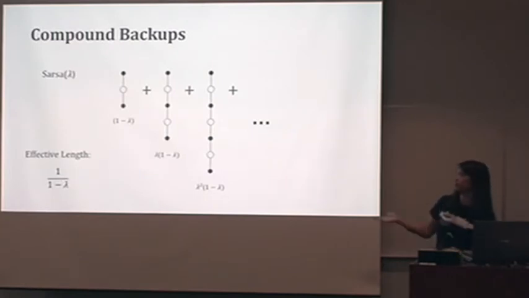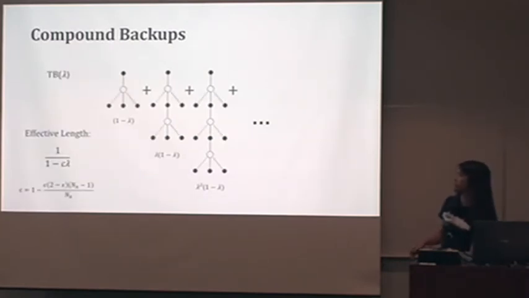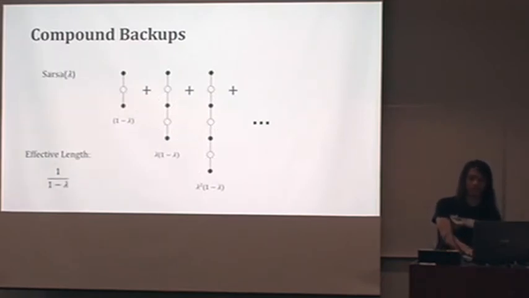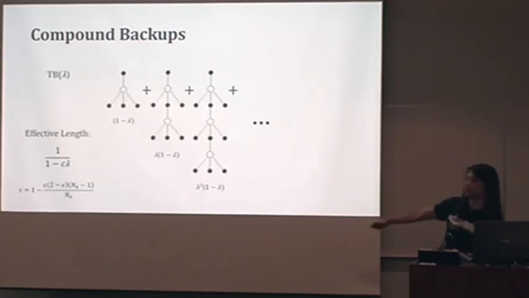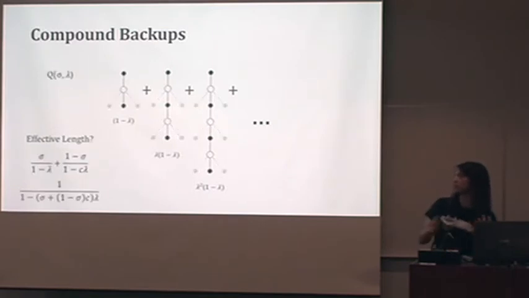Yeah, so going back to compound backups, this is SARSA lambda, and you've got tree backup lambda, which is sort of taking a compound backup, both compound backups in a different direction. And this has an effective length of 1 over (1 minus c lambda), where c is the same constant from before. And so one thing you can compare with SARSA lambda, this has a decay rate of lambda as you increase the length, but this effectively has a decay rate of c lambda. So the lengths of the backups in tree backup decay a lot faster than in SARSA lambda. And also, you can see that lambda can be greater than 1 in the tree backup case because of this. Now, as you probably can guess, Q sigma lambda is some mixture of SARSA lambda and tree backup lambda.